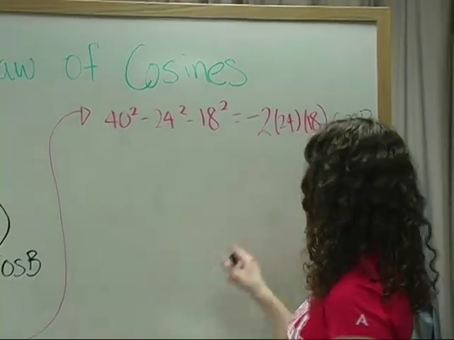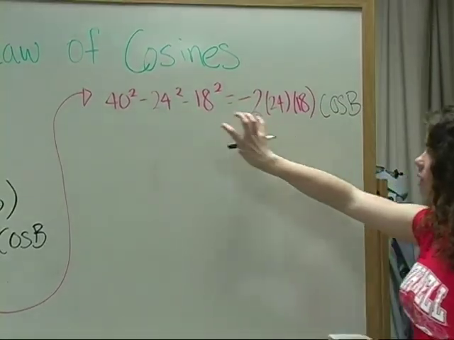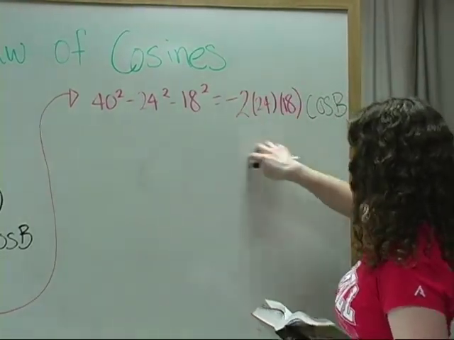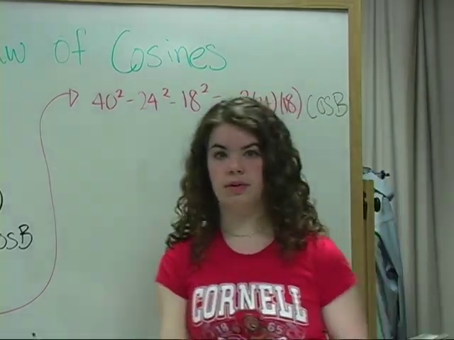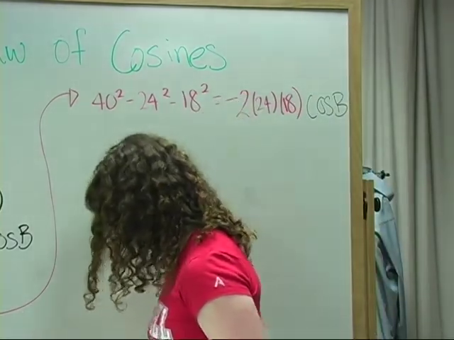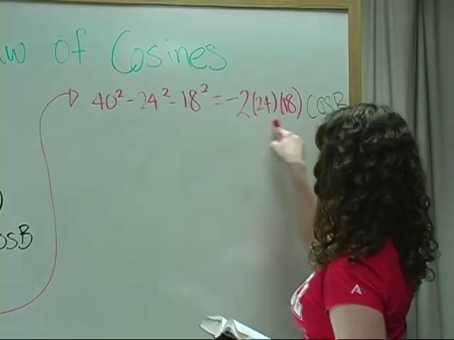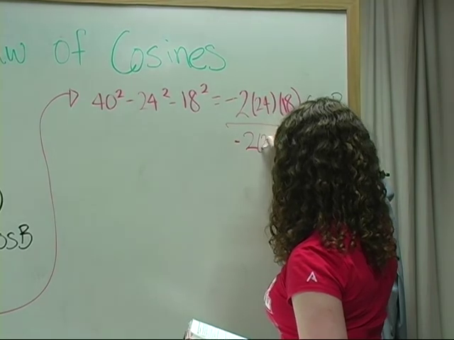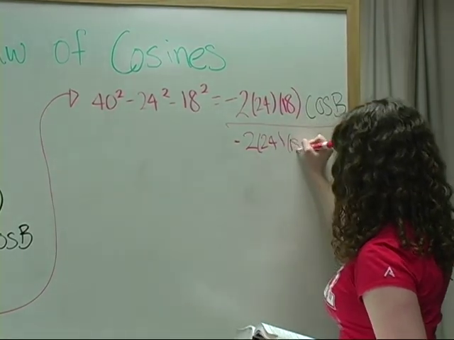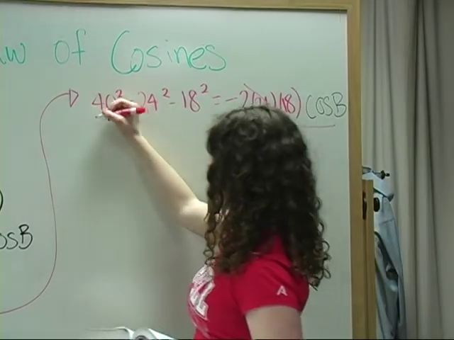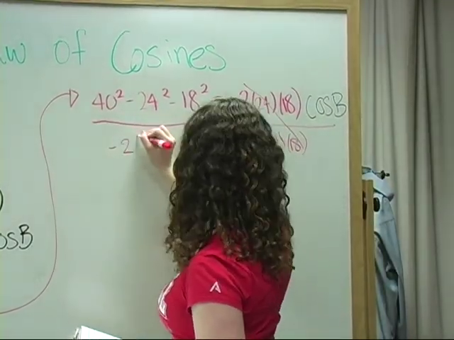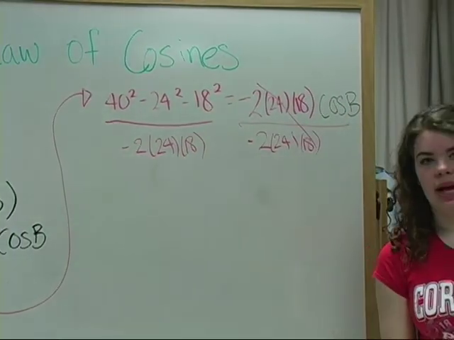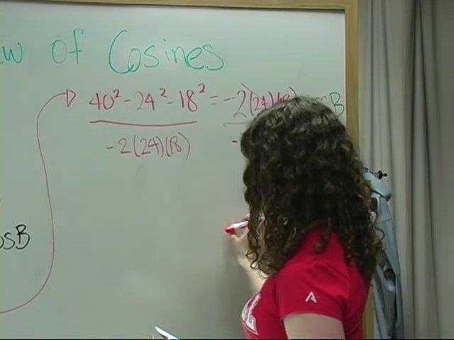Okay, so now that we have variables still on both sides of the equation, how do we get rid of this type of multiplication? We have to divide each side. So we're going to divide each side by this red part of the equation because that's our numbers. So divided by negative 2 times 24 times 18, and that cancels out. And let's divide this side by negative 2, 24, and 18. So now our total equation is going to look like this.